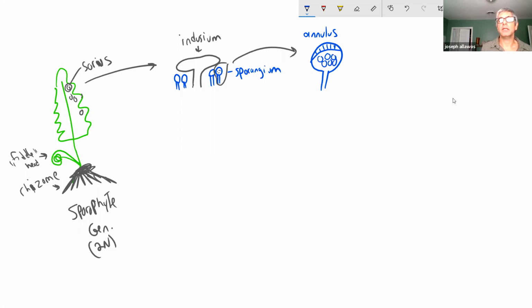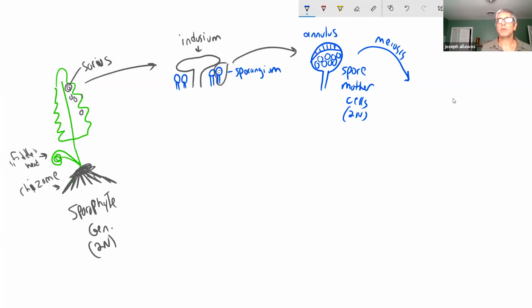Inside this stage, we haven't done meiosis yet, so they're not spores. They're in fact spore mother cells. And we're still diploid. Everything is diploid at this stage. But you know what's going to happen, right? Spore mother cells are going to do meiosis.